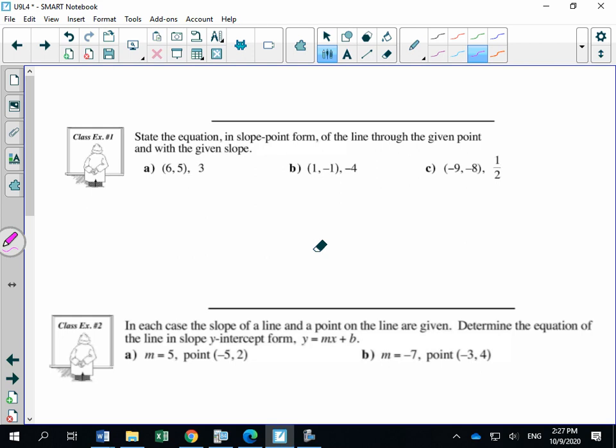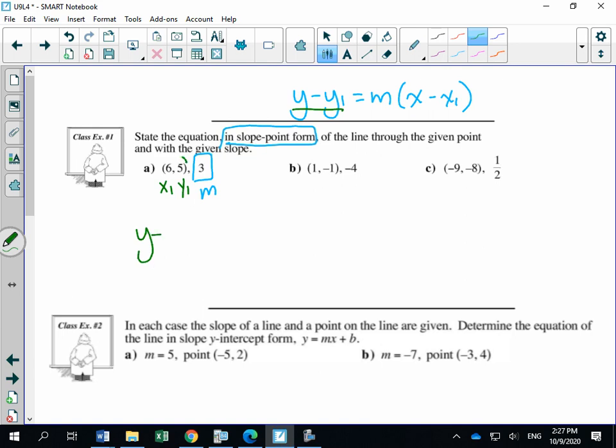Okay, so for class example 1, state the equation in slope point form. So write down y minus y1 is equal to the slope times x minus x1. So they give us the slope here, and they give us a point x1, y1. Now what you simply need to do is plug that point into the equation. So y minus y1 would be y minus 5. We don't switch it here, and I'll show you why. You just plug it in exactly as you see it. Y minus 5 is equal to the slope, which is 3, and then x minus, here's my x1, which is 6.